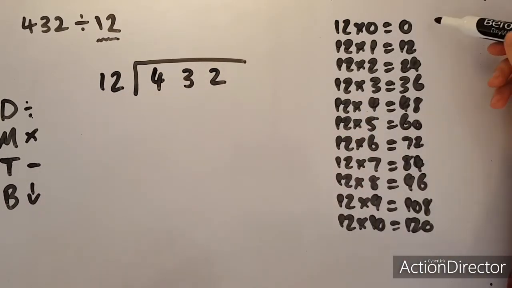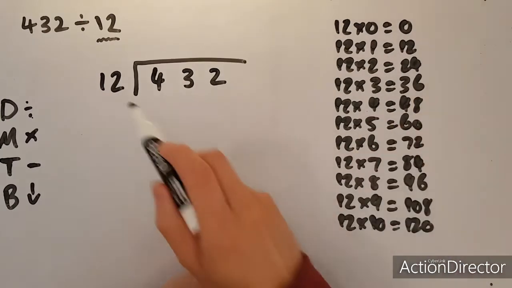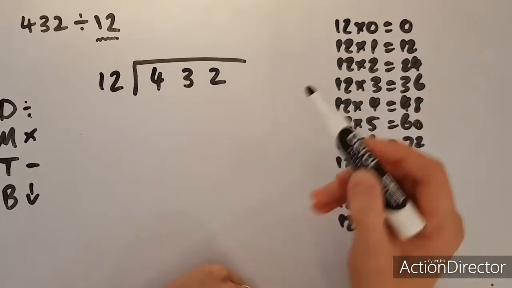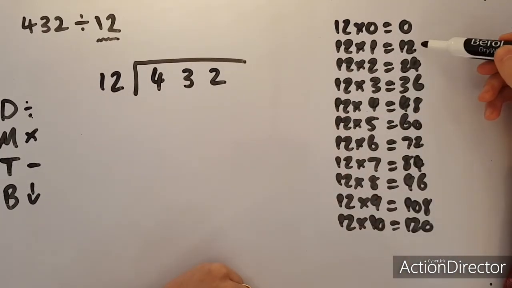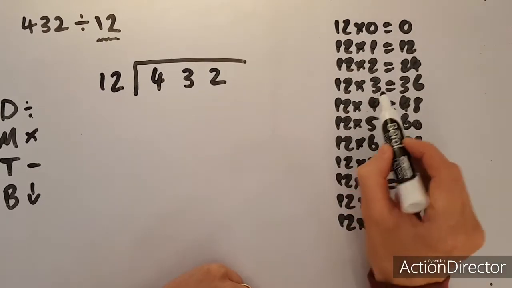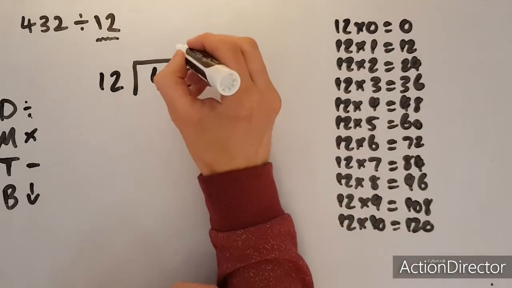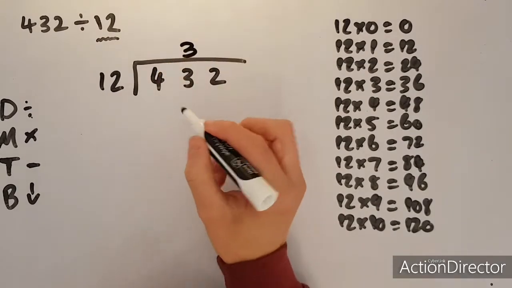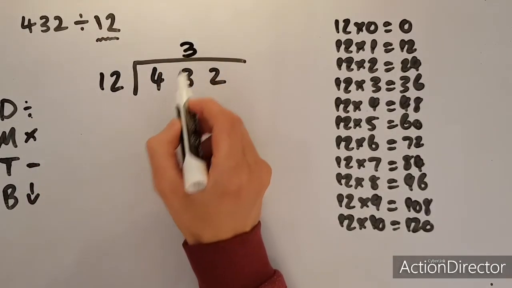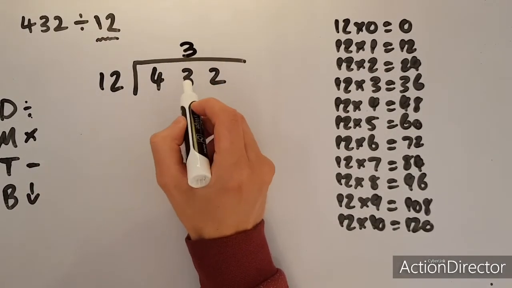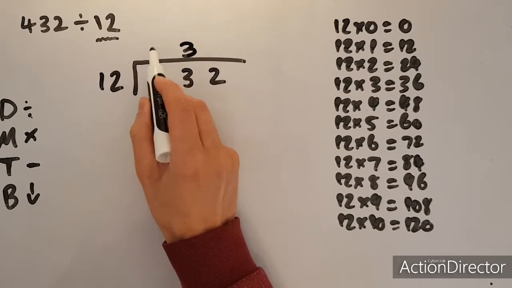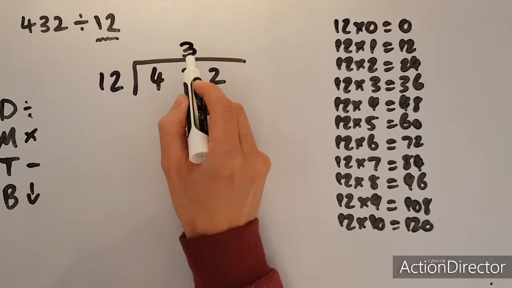If I look at my multiples, this will help me a lot. How many times does 12 go into 43 exactly? 0, 12, 24, 36, 48. That's over, so 36. 12 goes into 43 3 times exactly, so I'm going to put that on top. I've done my division, and that is 3. Notice I've put the 3 above the 3 in the tens place value, not here. So this stays empty.